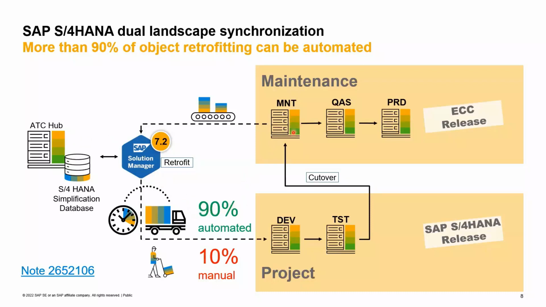What does it mean? Whenever you release a transport request in the maintenance track, it will be tracked and registered, and at the end, via the retrofit capability, it will be moved in a controlled way into your S/4HANA landscape.